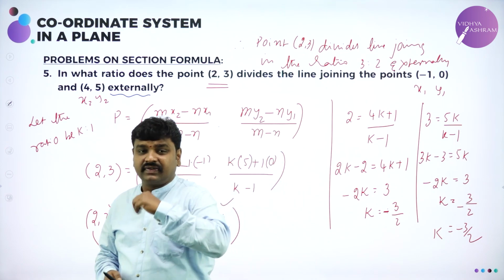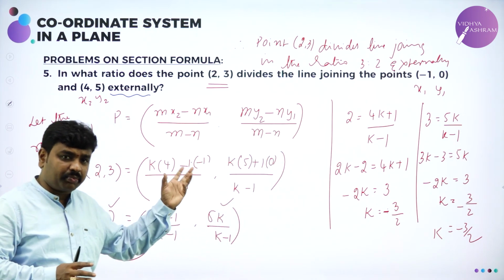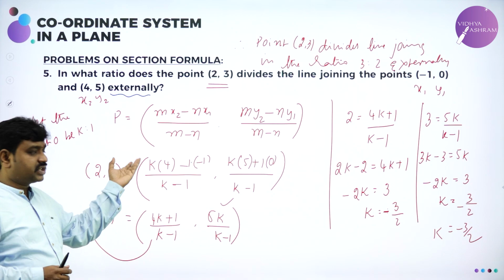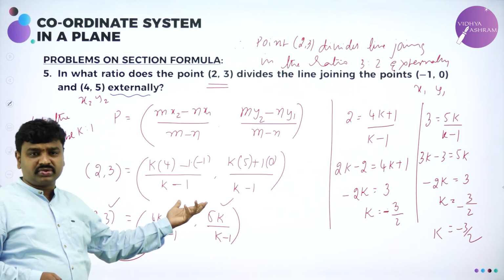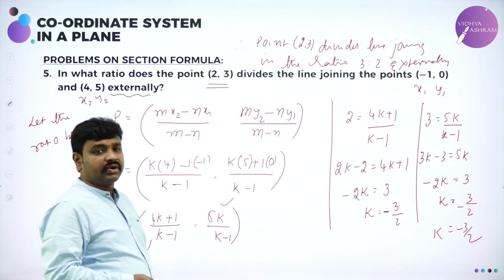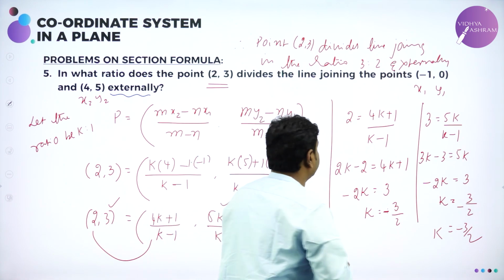One, x-axis divides the line joining. Here they gave a point of division. Use the section formula. They mentioned externally, that's why I'm using externally. And when the ratio you get is negative, it means externally.